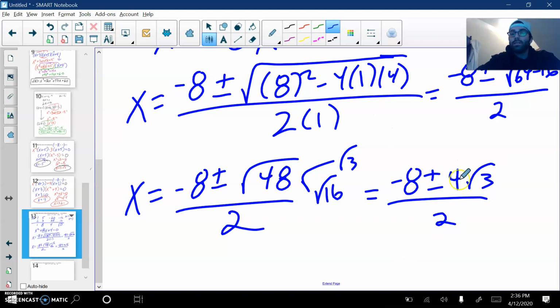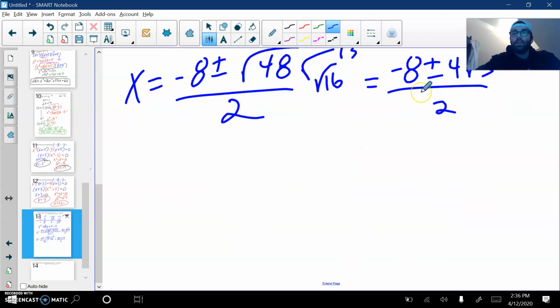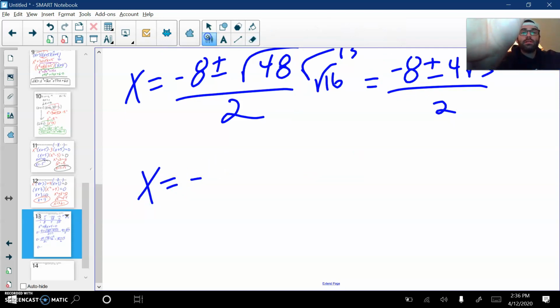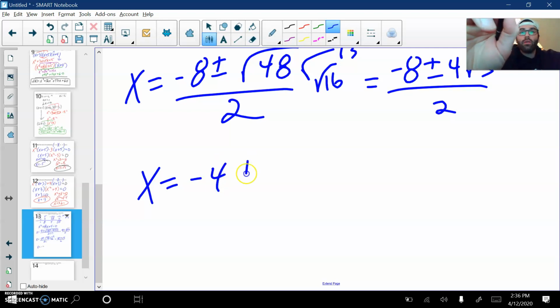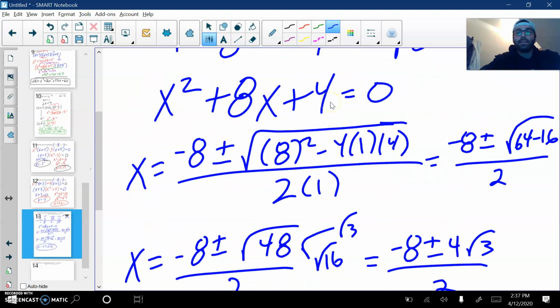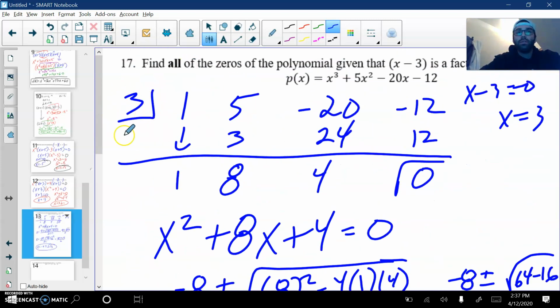Now all three of these numbers are divisible by 2. Negative 8 divided by 2 is negative 4, so I get x equals negative 4 plus or minus 2 root 3. Those are two of my zeros, and I also have to come back to the top and include this 3. A lot of us forget that. It told you that x minus 3 is a factor. That means x equals 3 is a zero.